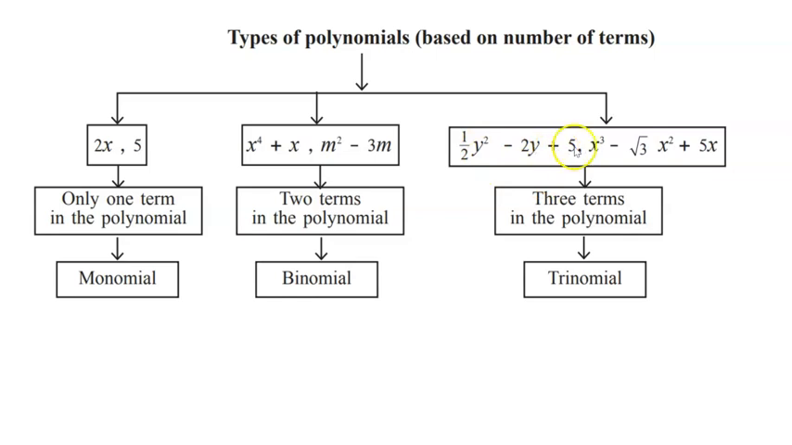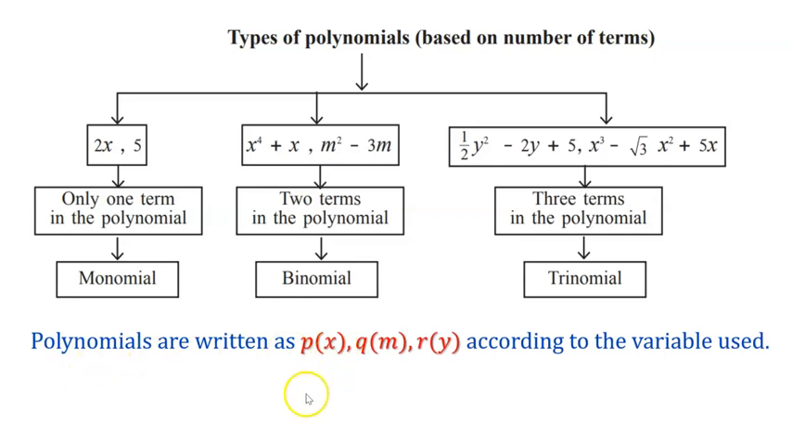Next, 1 upon 2 y square minus 2y plus 5, and x cube minus root 3x square plus 5x. Three terms, that is 1, 2, 3. Three terms in the polynomial and therefore it is called a trinomial. Here there are two terms, it is called a binomial. Single term, it is called a monomial.